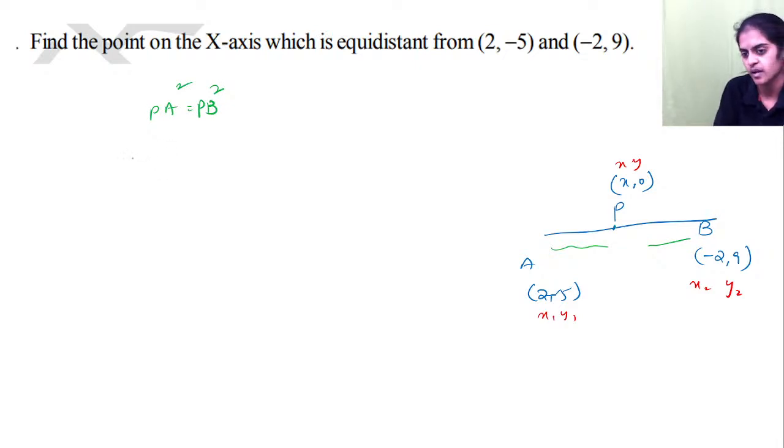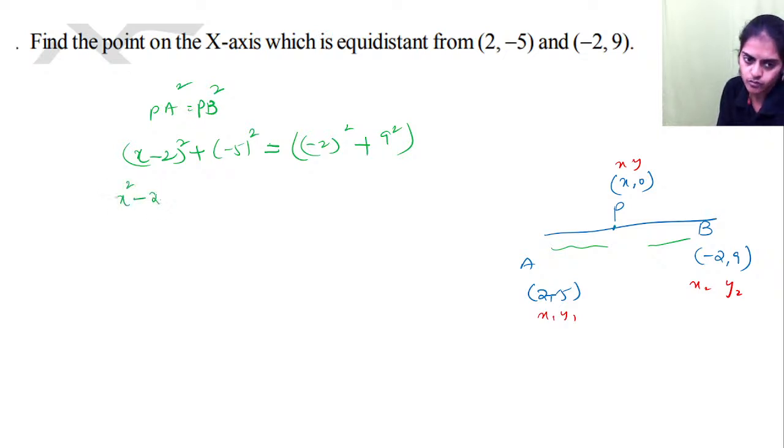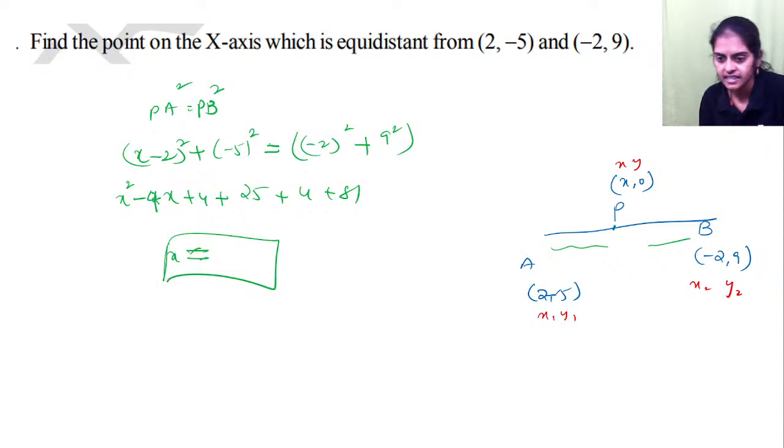So what is PA? PA is nothing but (x - 2) whole square plus (-5) whole square equals (0 - (-2)) whole square plus 9 square. Solving this, x square minus 4x plus 4 plus 25 equals 4 plus 81. Now solving this, you'll get your x value. Clear everyone? Minus 7, you're getting. Any more doubts, beta? Shall we proceed with the next one?